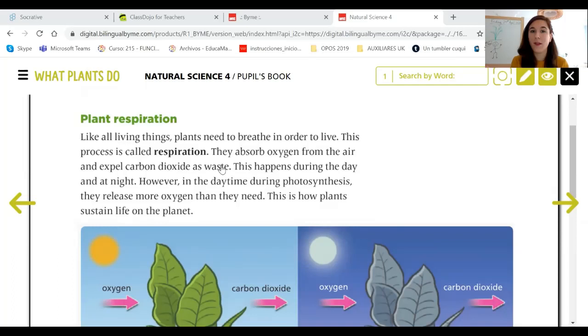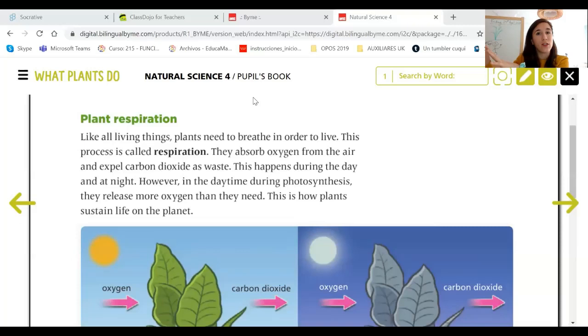So like all living things, plants need to breathe. Okay, they need to breathe in order to live. This process is called respiration. In Spanish is respiración, okay? You understand it. So this process is called respiration. They absorb oxygen from the air and expel carbon dioxide as a waste. Waste is desecho. Okay, so they absorb the oxygen and they expel carbon dioxide.